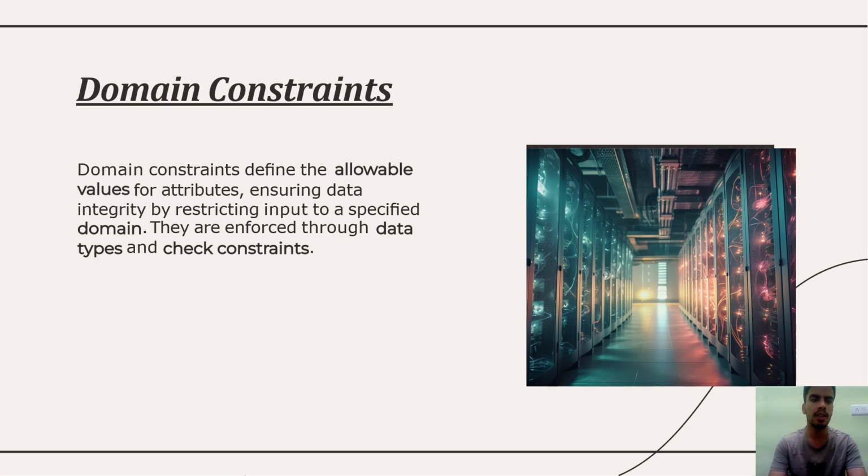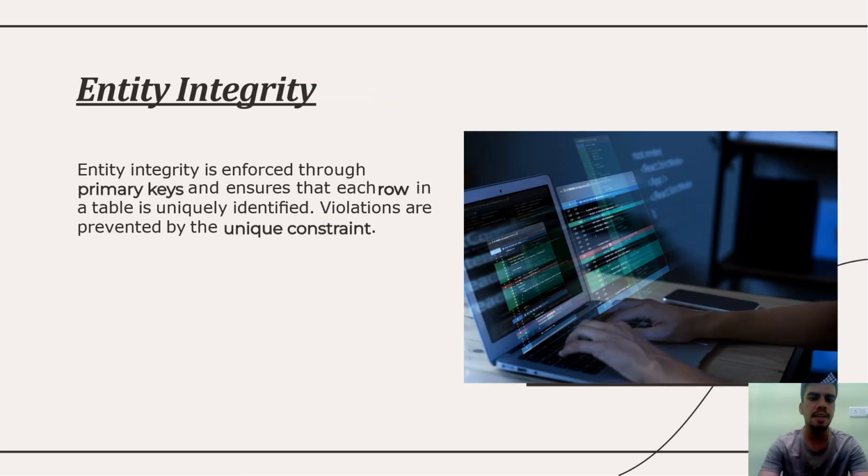Domain constraints. Domain constraints define the available values for attributes, ensuring data integrity by restricting inputs to a specified domain. They are enforced through data types and check constraints. Entity integrity. Entity integrity is enforced through the primary key and ensures that each row in the table is uniquely identified. Violations are prevented by the unique constraint.